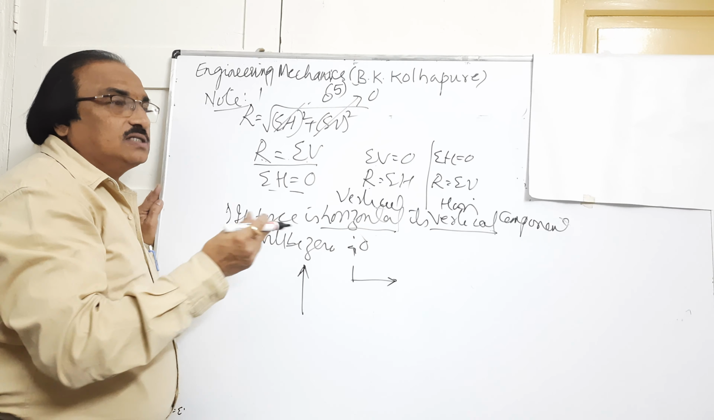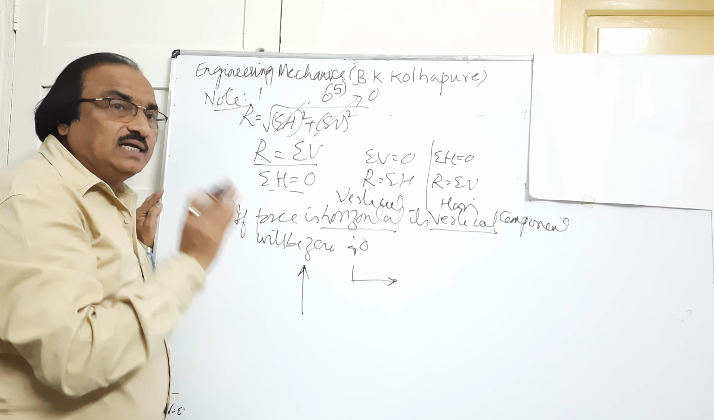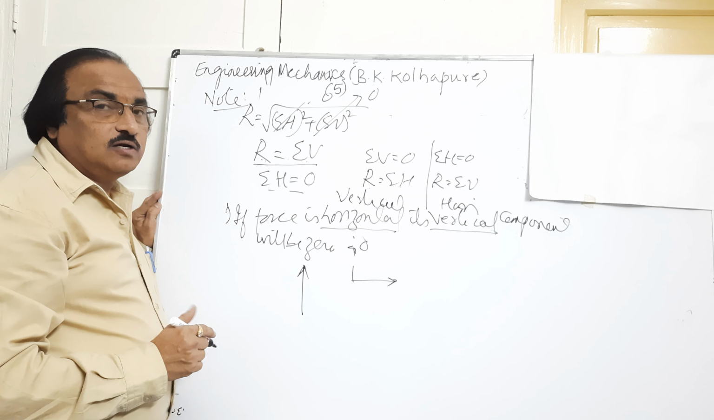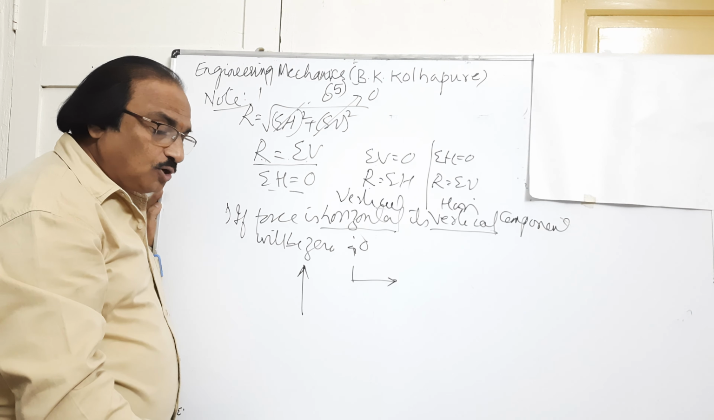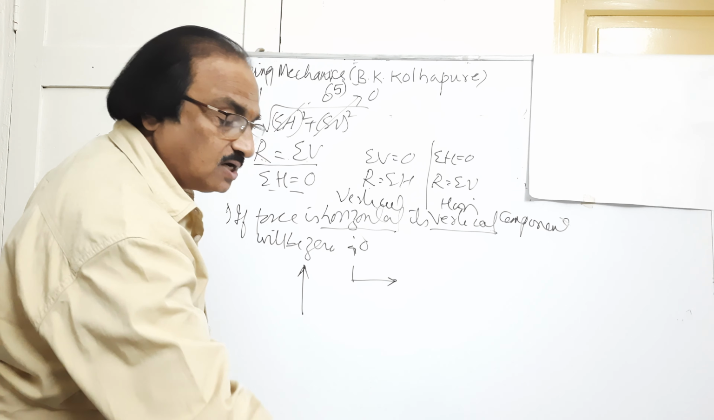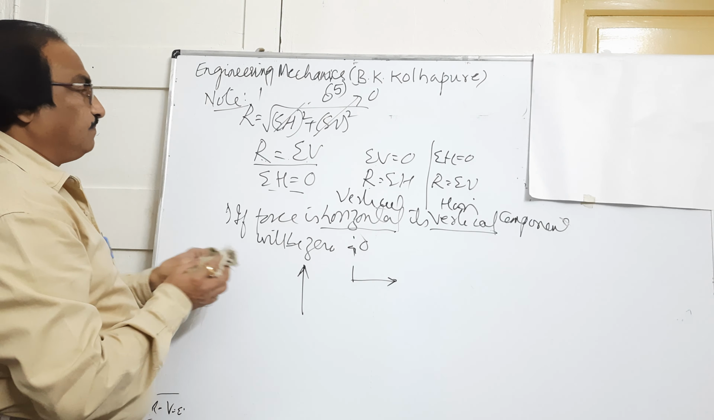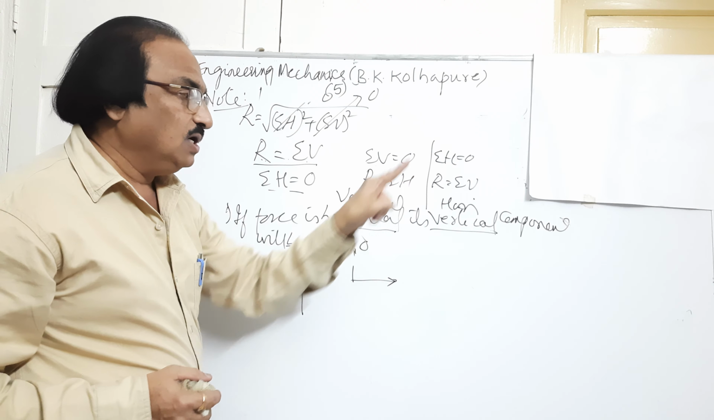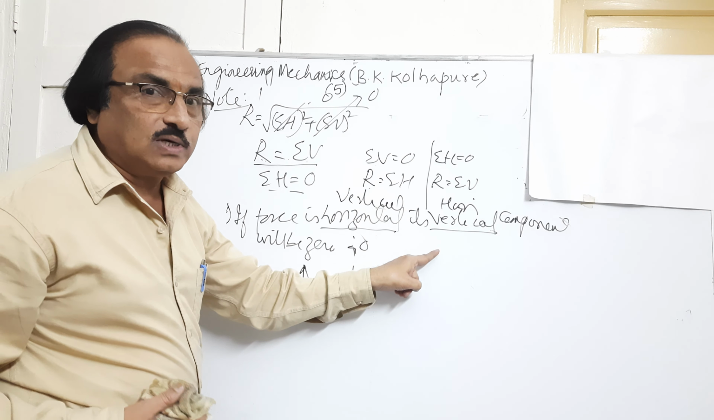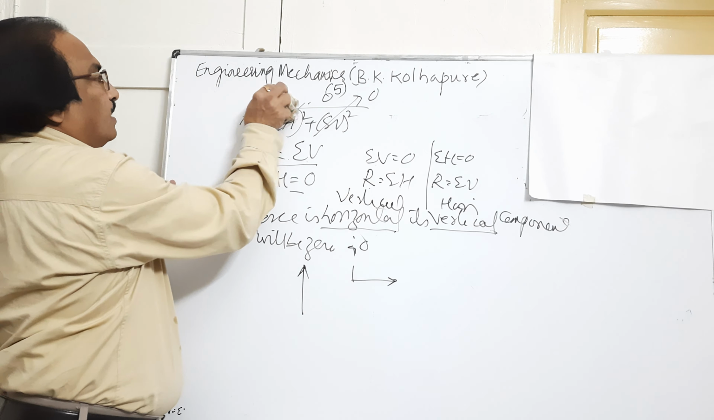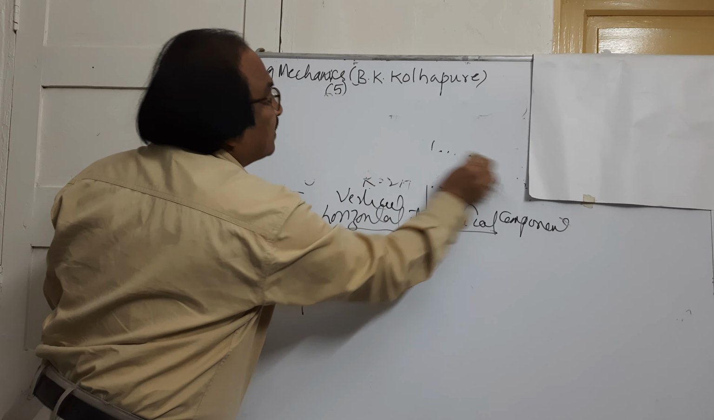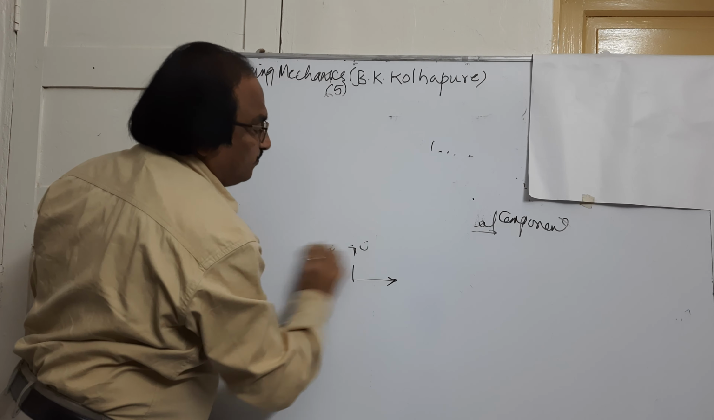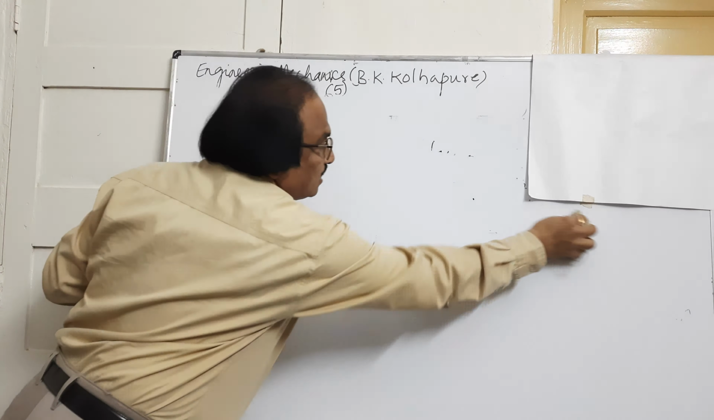Sometimes you see forces only acting horizontally. You don't resolve that force because it is horizontal, it will act by itself. Vertical component will be 0. So we will see some more problems to find out the resultant of the system of forces. One, if the resultant is horizontal, sigma V is 0. If the resultant is vertical, sigma H is 0. If the force is horizontal, its vertical component is 0. Using this principle, we will see some more problems on finding the resultant of the system of forces.